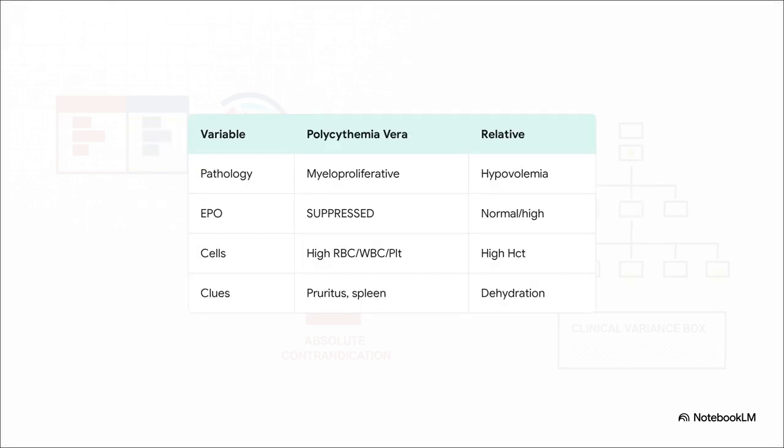This clinical variance box is incredibly critical for the boards. You've got to differentiate CML from a leukemoid reaction. Both feature massive leukocytosis exceeding 50,000 and a left shift. But the variance is the key. A leukemoid reaction is basically an inflammatory or infectious response, featuring a high leukocyte alkaline phosphatase or LAP score plus toxic granulation. CML, conversely, features an aggressively low LAP score and an absolute basophilia.